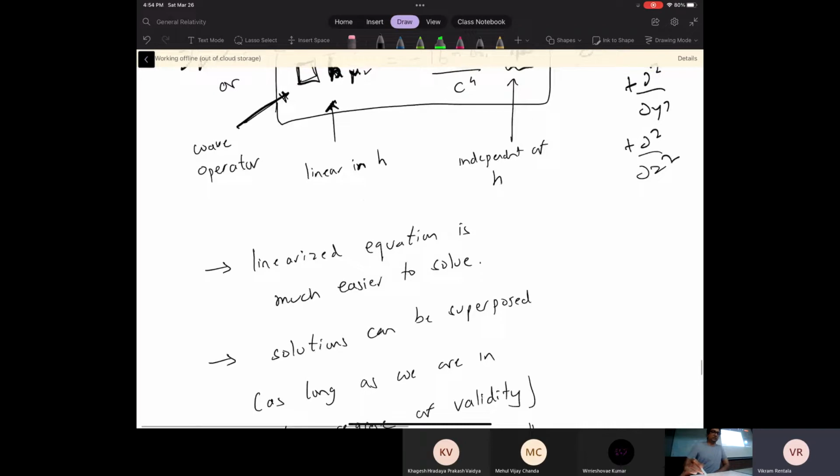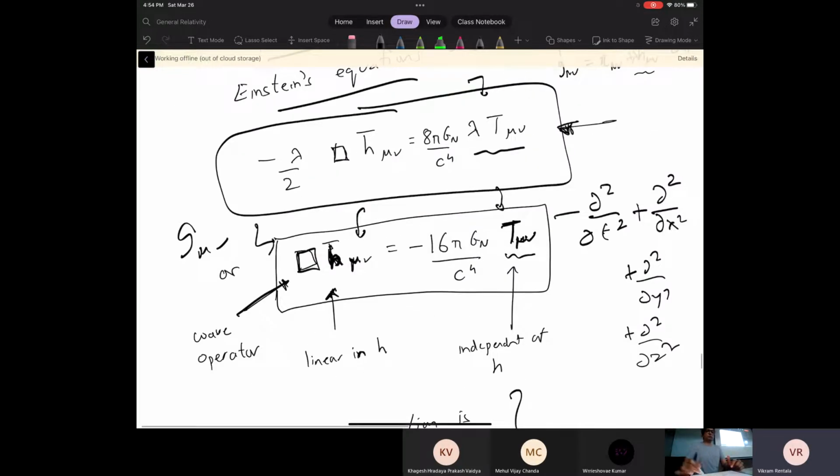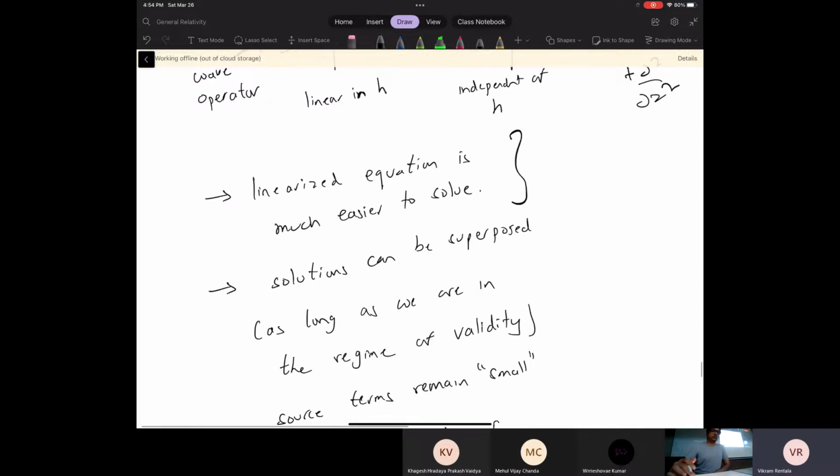Okay, so a couple of points here. The linearized equation is much easier to solve. It's much easier than solving that full nonlinear differential equation that we had, where the nonlinearity was on both sides of the equation. T mu nu also depended on the metric, if you remember when we did this, right? So it's highly nonlinear, that equation. It's very difficult to solve. The linearized version is much simpler to solve.